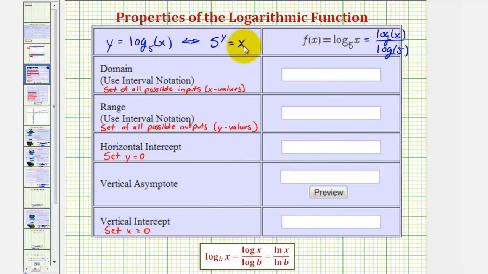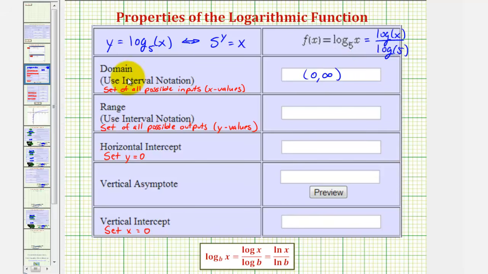We're thinking about what values we can get for x if x is equal to 5 raised to the power of y. Whatever power we raise 5 to, x is never going to be negative. It's also never going to equal 0. And therefore the domain would be x is greater than 0, or the open interval from 0 to infinity, using interval notation.